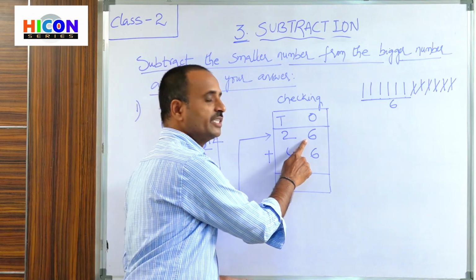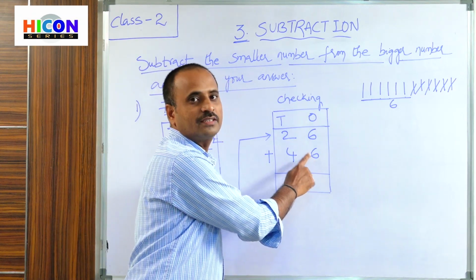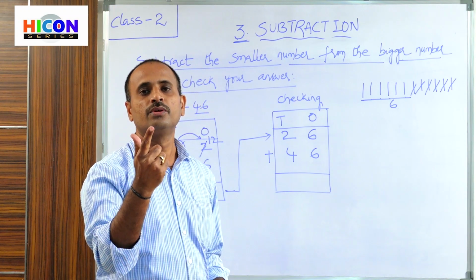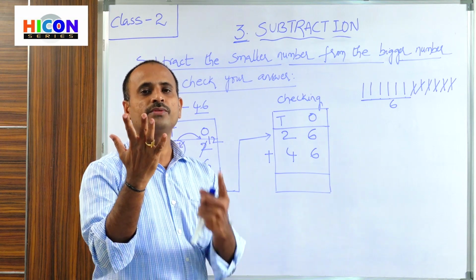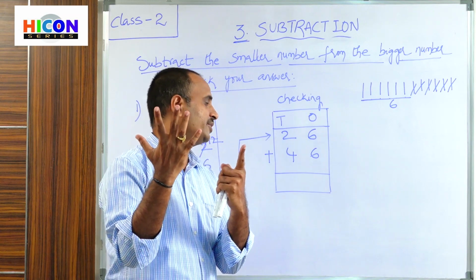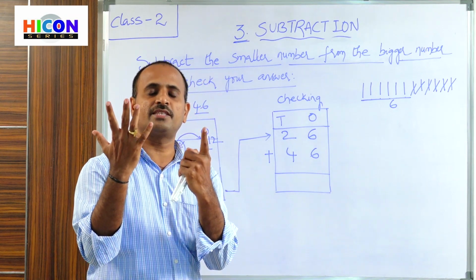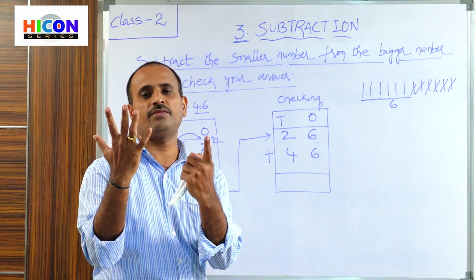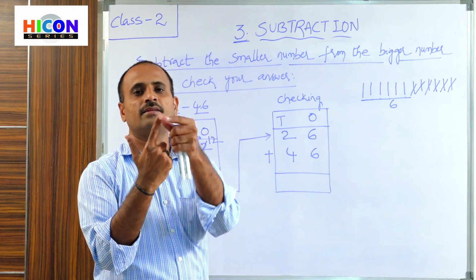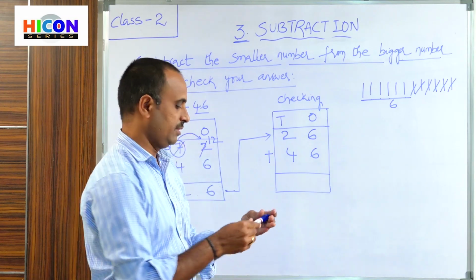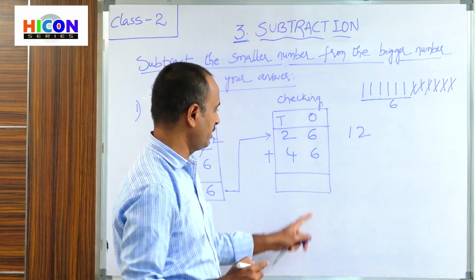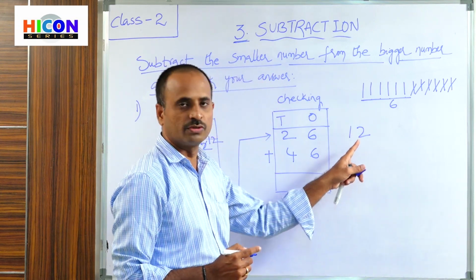So what is the first digit? 6. What is the second digit? 6. So open 6 fingers of your hand. 1, 2, 3, 4, 5, 6. Now start counting from the first digit. So what is the first digit? 6. After 6 we will get 7. So start counting from 7. 7, 8, 9, 10, 11 and 12. The answer is 12, but 12 has 2 digits, and we have to write only 1 digit.